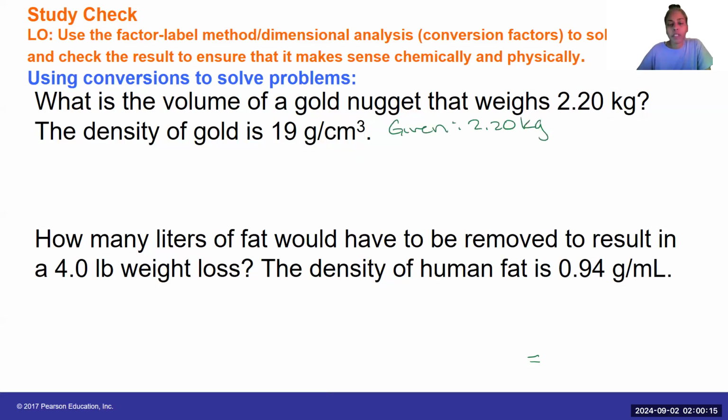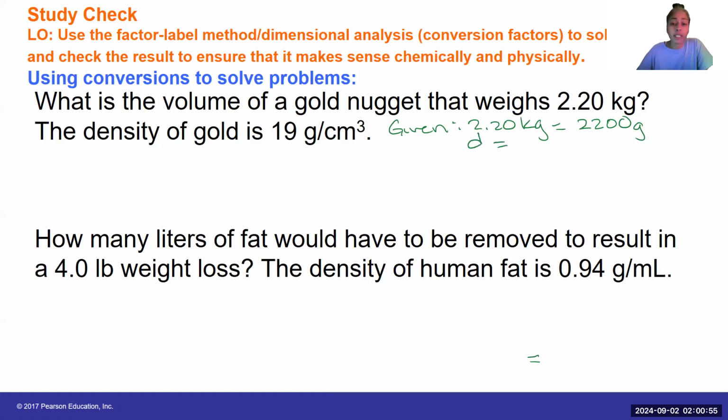So what are we given? 2.20 kilograms. And we can do that conversion right now without having to do any math, really. So whenever we're going from kilograms to grams, we're going to move our decimal place to the right. How many spaces do you think? Remember, kilo means 1,000. So if I multiply 2.20 by 1,000, that's simply me moving the decimal place over to the right 3 spaces. 1, 2, 3. So that's equal to 2,200 grams.